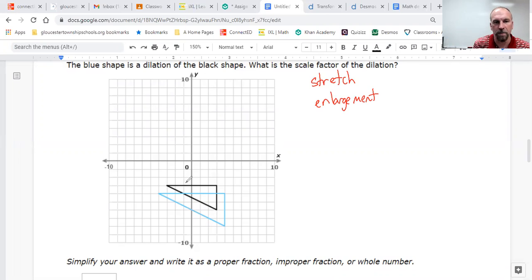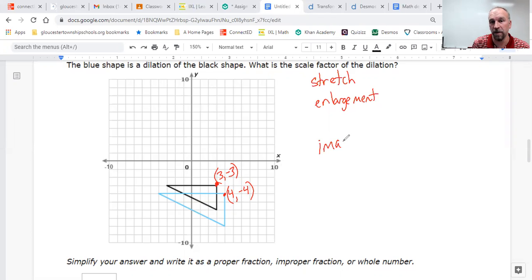So I'm going to pick any point I want. I'm going to pick this point right here. Why not? And the coordinate there is 3, -3. And now the matching or corresponding point on the image is right here. And the coordinate there is 4, -4. I wrote the whole coordinate. You don't even need the whole coordinate. If you want to ignore the y's and just focus on the x's, that's fine.